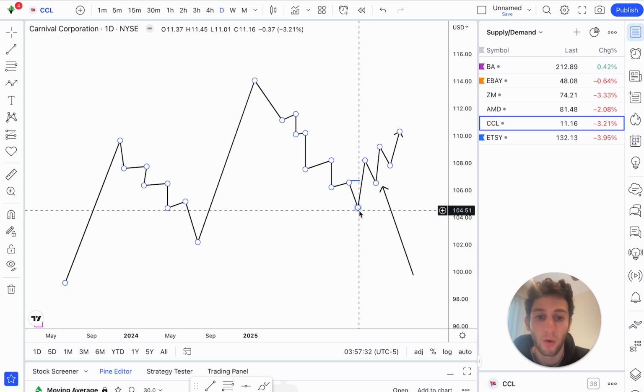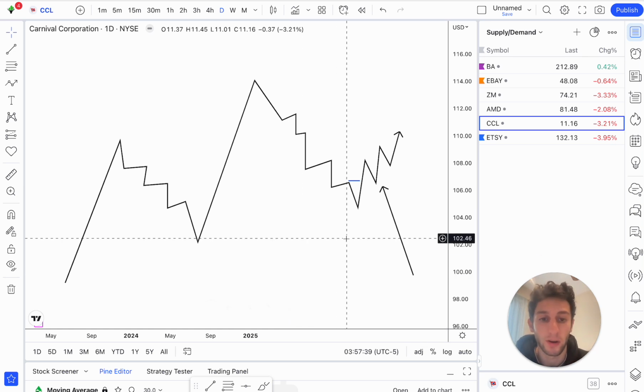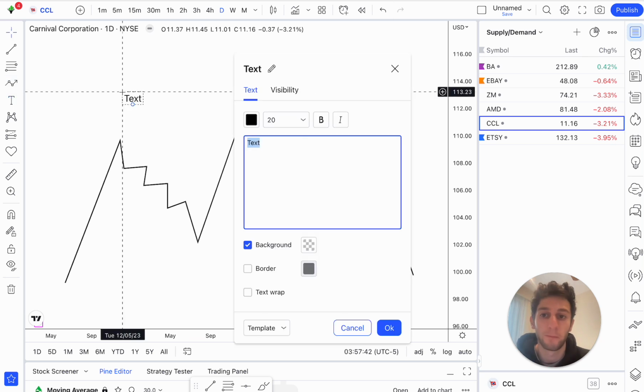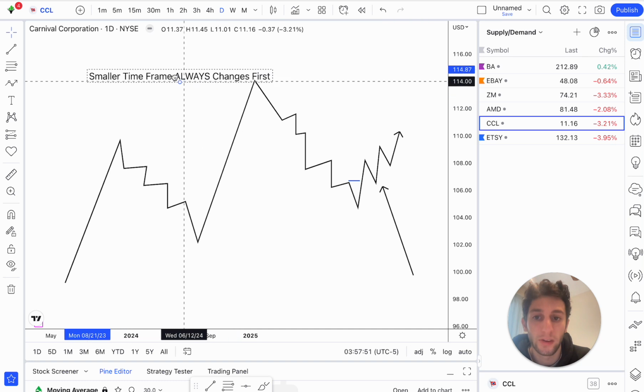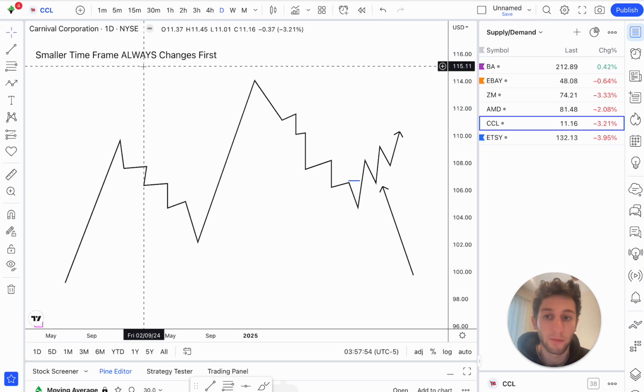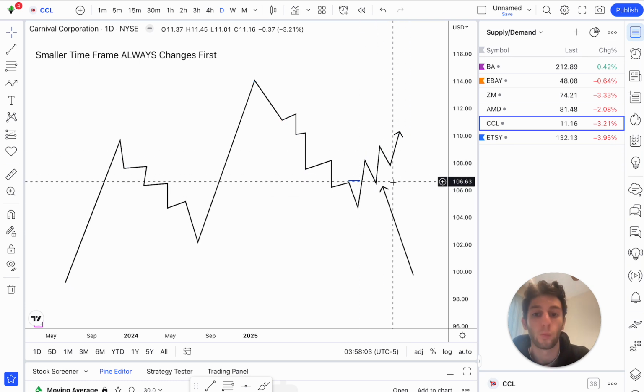This could be the low of our new higher time frame trend. We don't know for sure until we start changing trend on the smaller time frame. Okay, guys, the smaller time frame always changes first. You're always going to see the smaller time frame trend change first before you see the higher time frame come into play. And that's how you know you can get in, once you start seeing the higher highs, higher lows, once the smaller time frame matches the higher time frame.